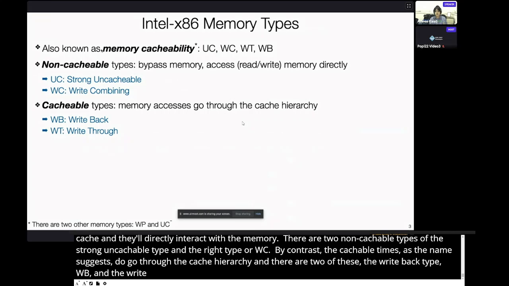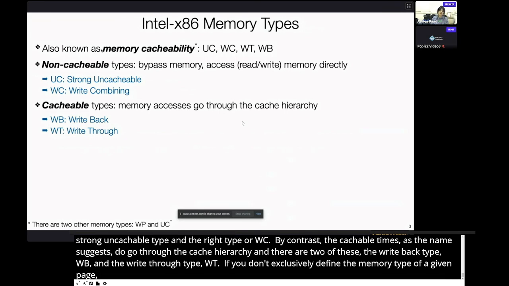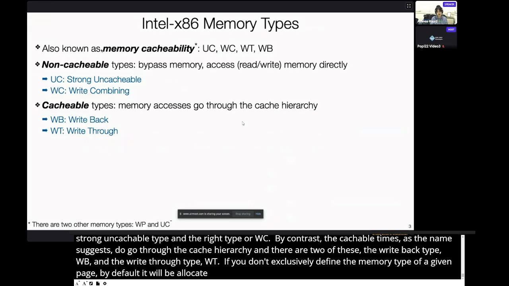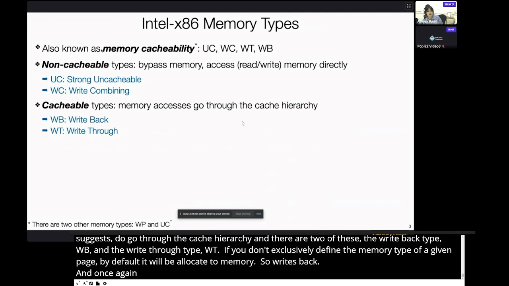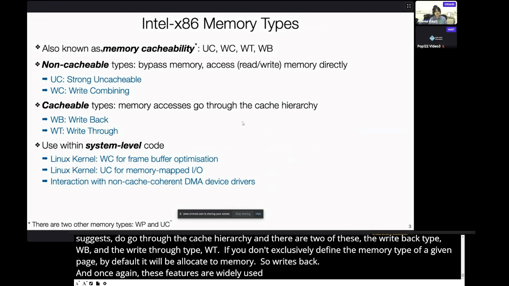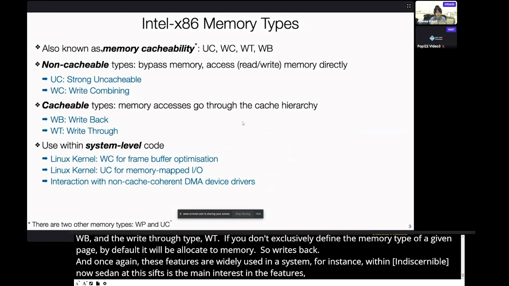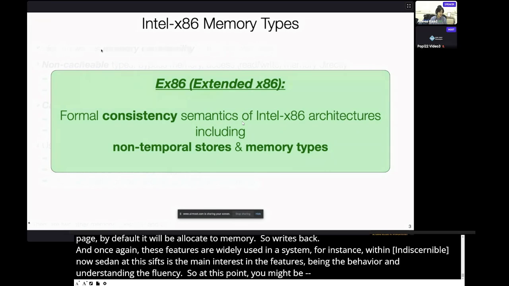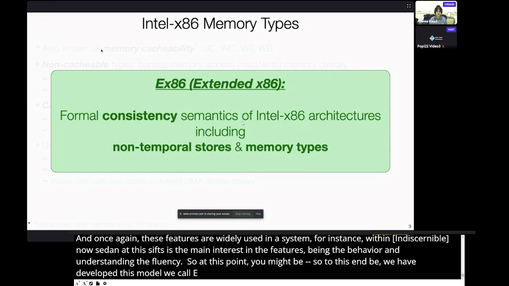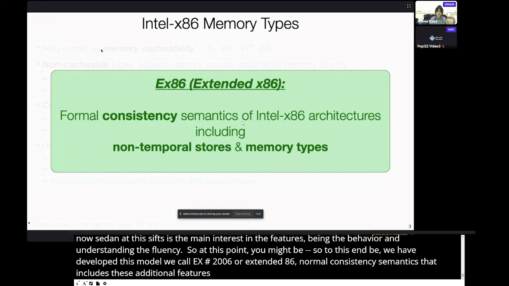Also to mention that if you don't explicitly define the memory type of a given page, by default, it will be allocated within WB, or write back, memory. And once again, these features are widely used within system-level code, for instance, within the Linux kernel. Now, as semanticists, our main interest in these features was understanding their behavior and their formal semantics. To this end, we have developed this model we call Ex86, for extended x86, that is the formal consistency semantics that includes these additional features, namely non-temporal stores and memory types.